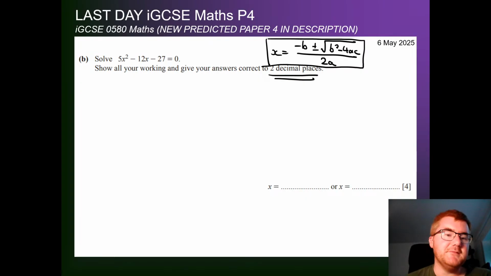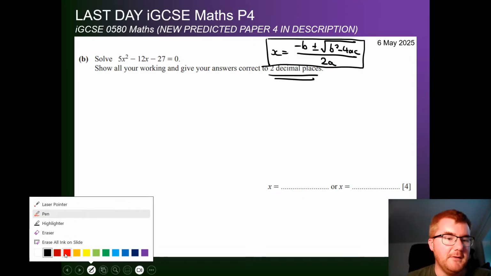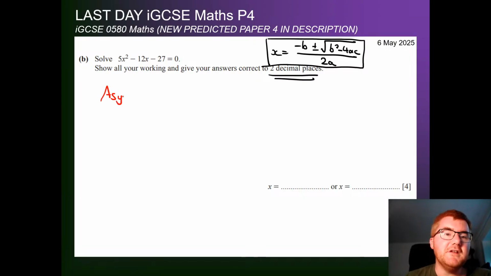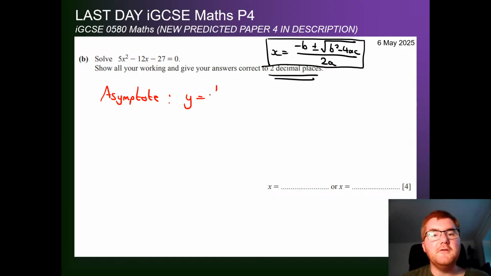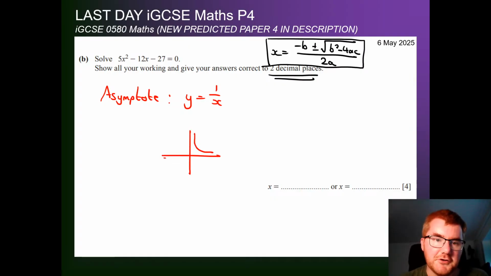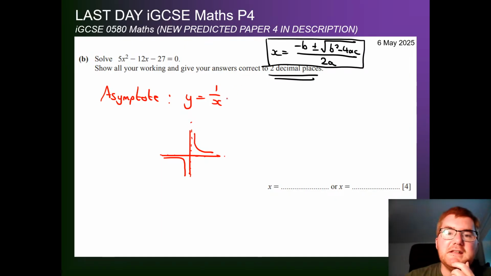Asymptotes. Yeah, let's talk about asymptotes. This seems to be coming up a little bit. So, all an asymptote is, if you take a function like y equals 1 over x, let's take a nice basic function, then you get this kind of weird function where you have asymptotes of the x and y axis. You find it by taking the bottom of the fraction and making it equal to 0. So that's where we get our asymptote, x equals 0.